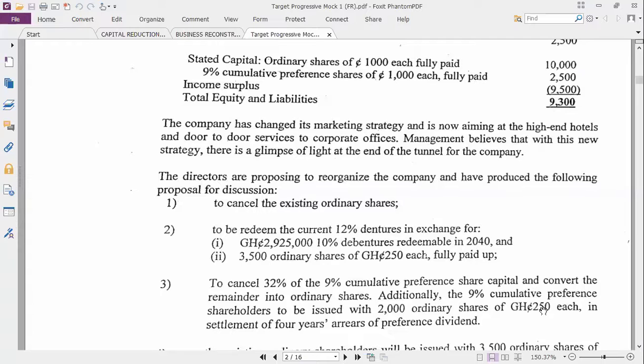Good. I'll give you a shortcut approach, then we go by the long way too. So let's see. Anytime you are paying preference dividend in arrears, how do you go by it? Please, that particular section, almost every question you see there. Okay.